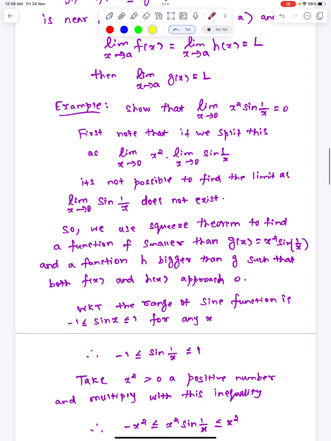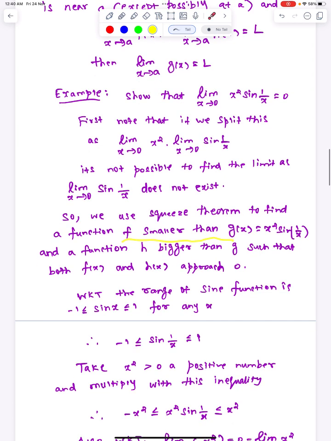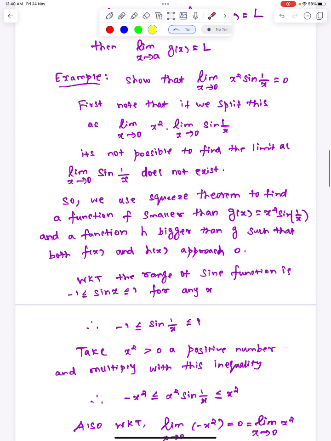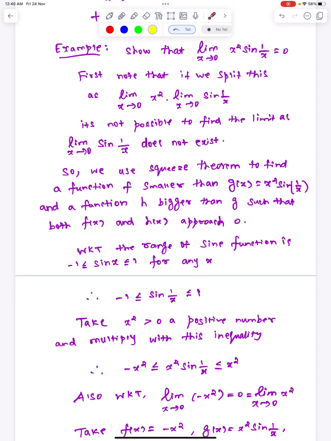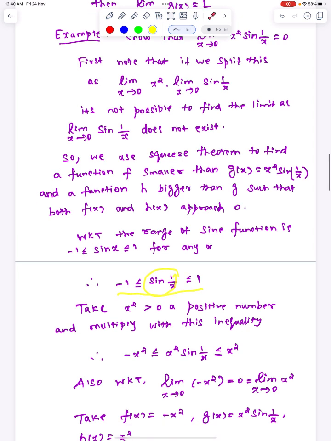So how do we approach this with the squeeze theorem? We use the squeeze theorem to find a function f smaller than g, because when we consider this question as g, we are going to find a function f which is smaller than g, and a function h which is bigger than g, such that both f of x and h of x approach 0. Now we know the range of the sine function is -1 to +1 for any value of x. Therefore sine 1 over x also takes values between -1 and +1.